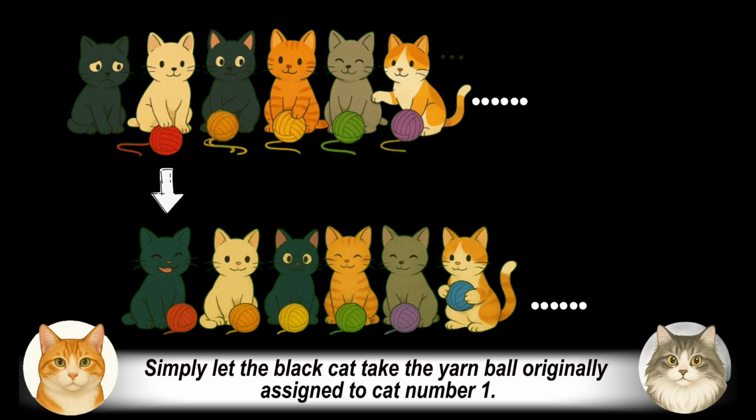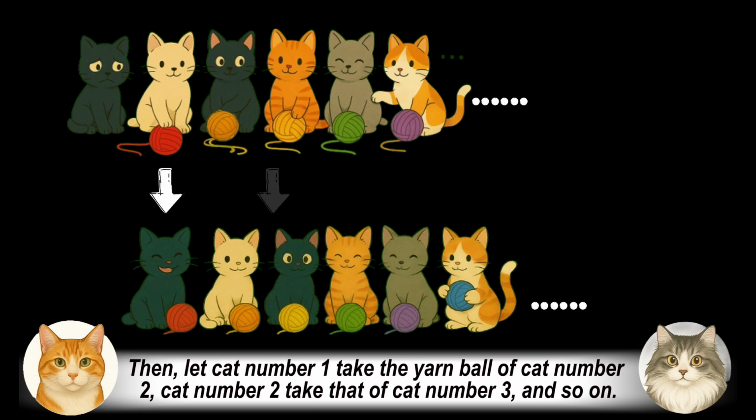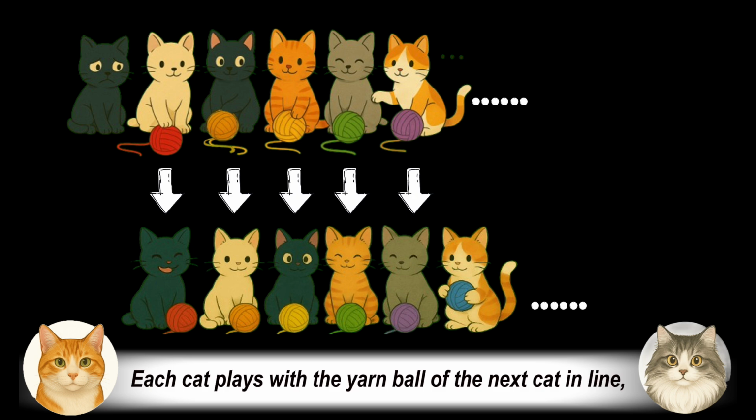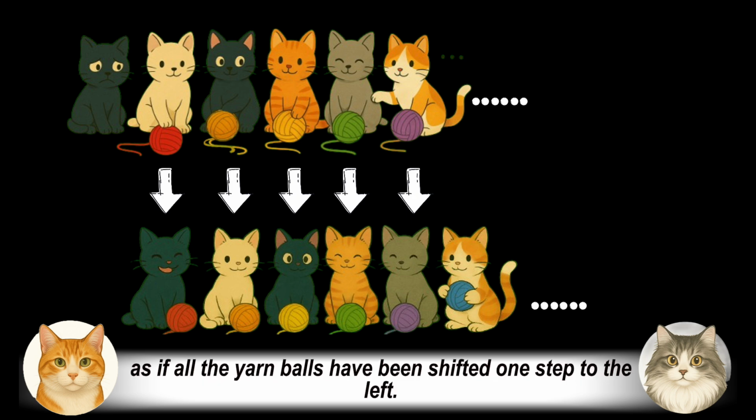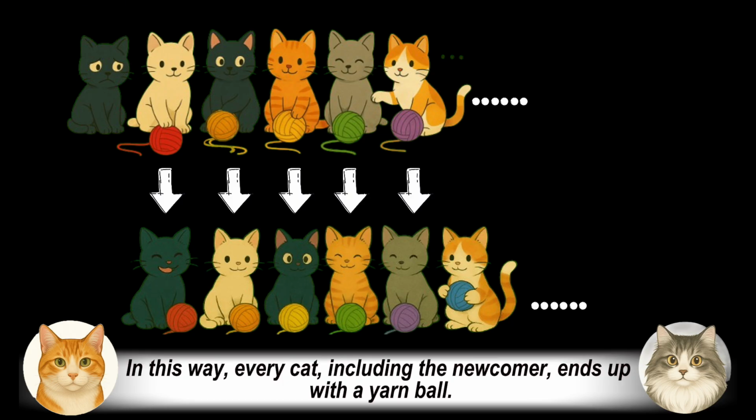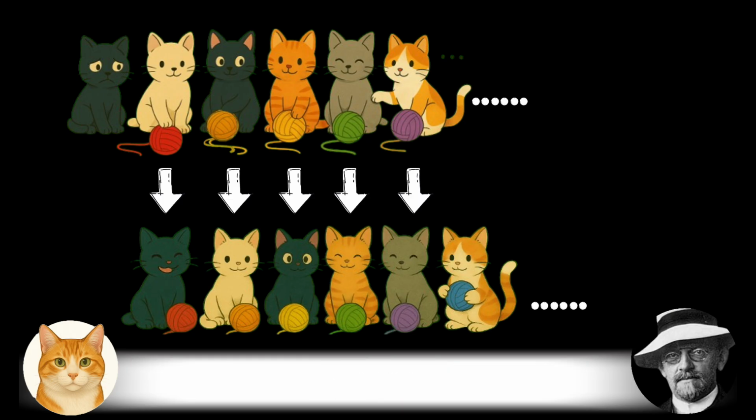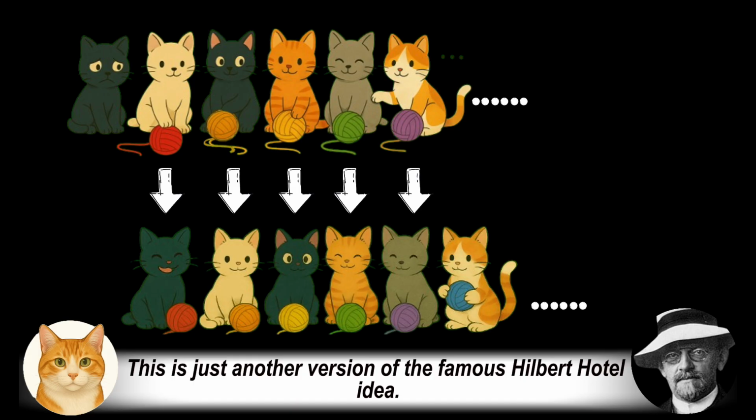Simply let the black cat take the yarn ball originally assigned to cat number 1. Then, let cat number 1 take the yarn ball of cat number 2, take that of cat number 3, and so on. Each cat plays with the yarn ball of the next cat in line, as if all the yarn balls have been shifted one step to the left. In this way, every cat, including the newcomer, ends up with a yarn ball. Fantastic! This is just another version of the famous Hilbert Hotel idea.